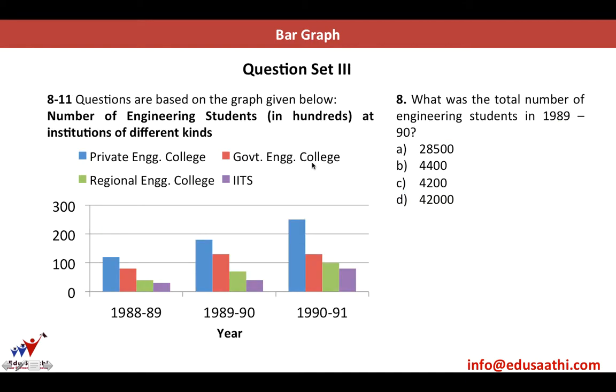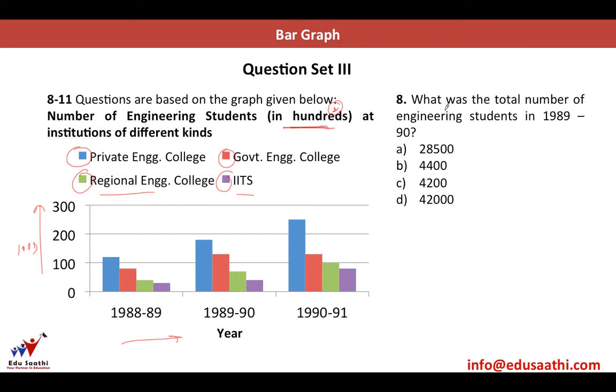Let's try another set on bar graphs. The number of engineering students, in hundreds, so this is important, at institutions of different kinds is given. So I have this blue for private engineering colleges, the red one for government engineering colleges, the green one for regional engineering colleges, and this purple one for IITs. And we have the number of students here, which are given in hundreds, and the years on the x-axis.